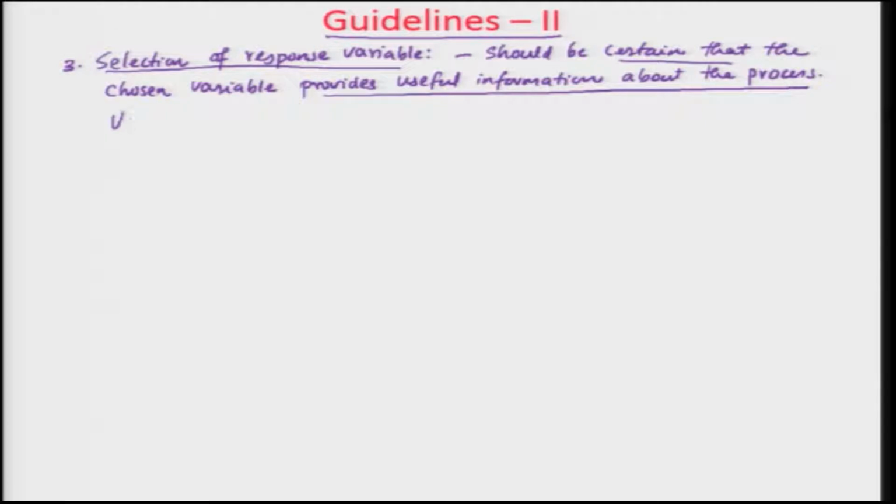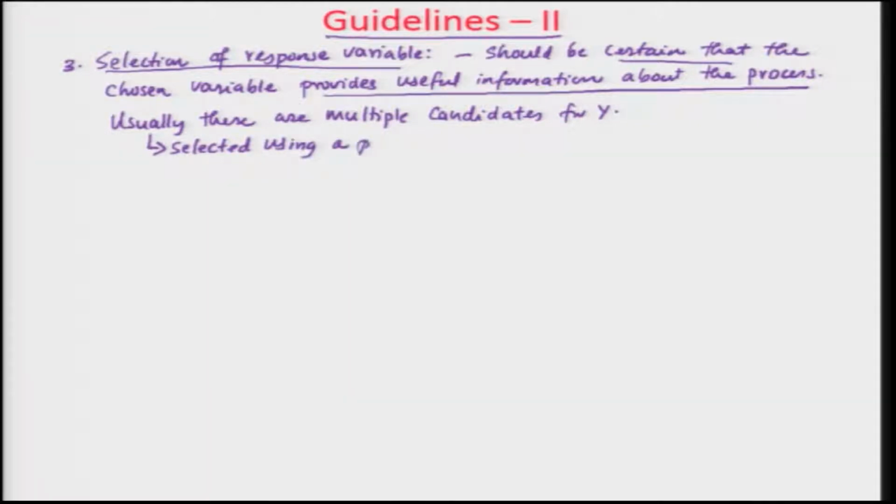Usually there are multiple candidates for y. Remember, we use y to denote the response variables. Then how do we select them? They are selected using a pilot study. We do a pilot analysis or a pilot run of the experiment, and the pilot study is typically used to decide which is the better candidate that provides the most useful response variable.